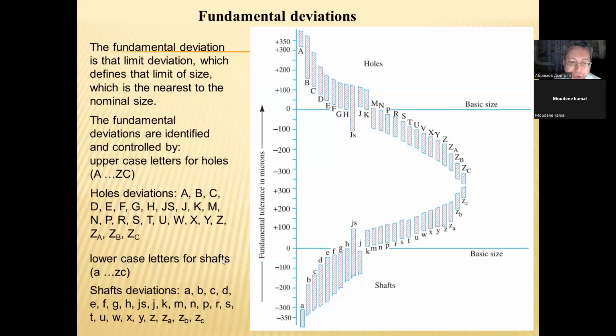Lowercase letters for shafts. Small letters are for shafts. From A to ZC too, but we use small letters, lowercase letters. Shaft deviations, the same deviations, but we use small letters. A, B, C, D, ZA, ZB, ZC.